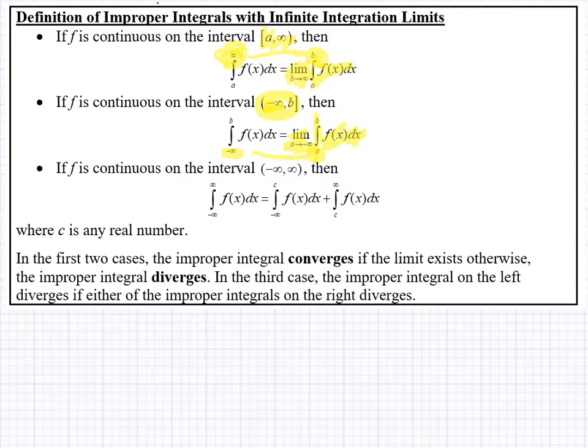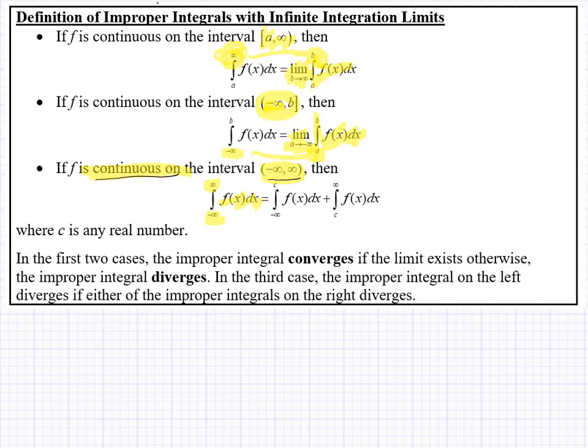Scenario 3, we got infinity on both ends. So we're doing the interval from negative infinity all the way up to positive infinity. So it's the lower limit and the upper limit of integration. So how are we going to do this? Well, we're assuming that we're continuous on the entire interval. The second reason for being improper is discontinuity. We're going to ignore that for right now. So we're assuming we're continuous on this entire interval.